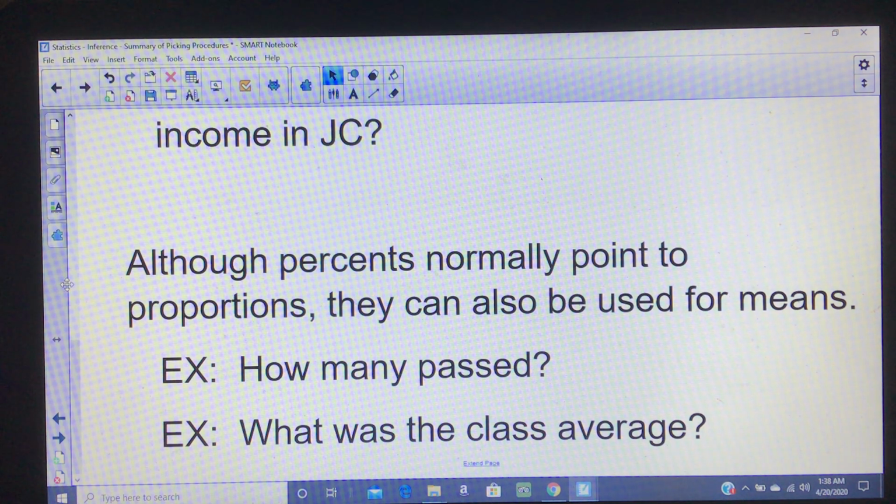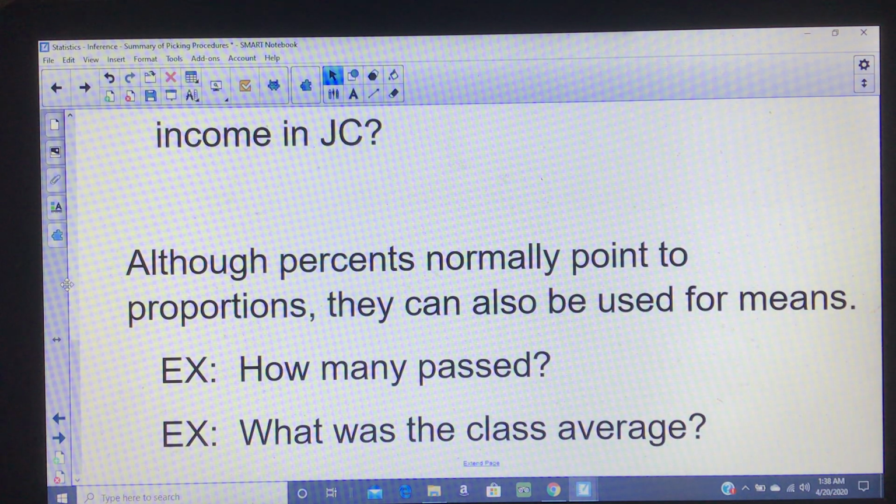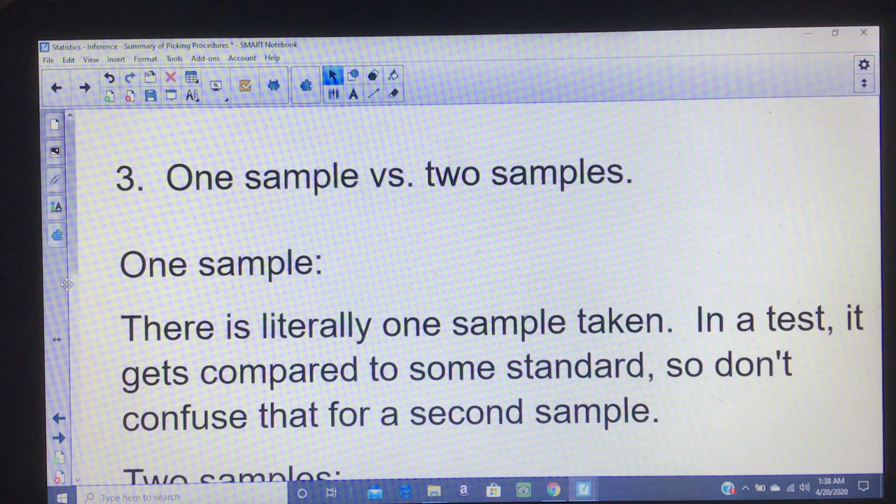That's really how you're going to be able to tell, because just seeing percents isn't enough, though it's usually a giveaway toward proportions. It's not always, all right? So beware of that. This can be a little tricky, but if you really ask that question and see the difference, you should be able to pick whether you're going to use proportions or means.